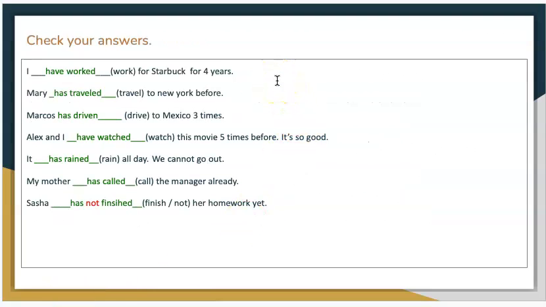So this is what you should have done. I have worked for Starbucks for 4 years. Mary has traveled to New York before. Marcos has driven to Mexico 3 times. Alex and I have watched this movie 5 times before. Notice repetition. It has rained all day. We cannot go out. Duration.